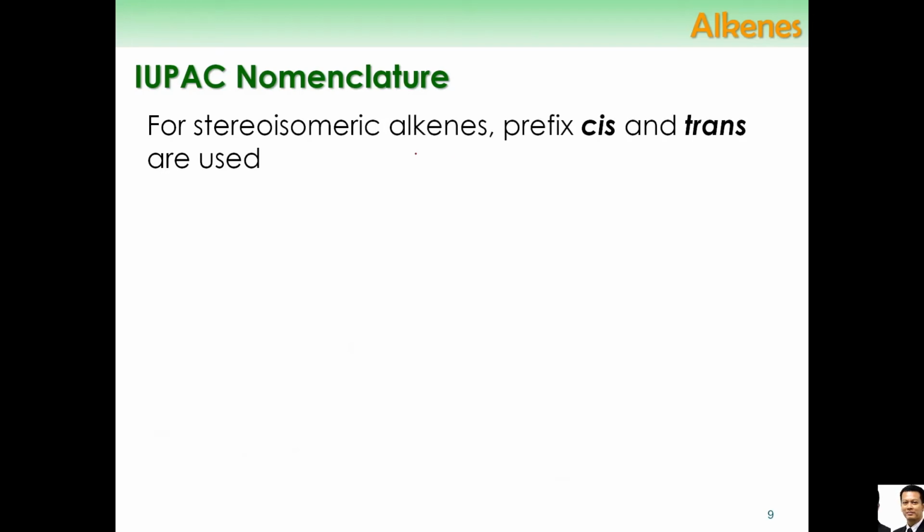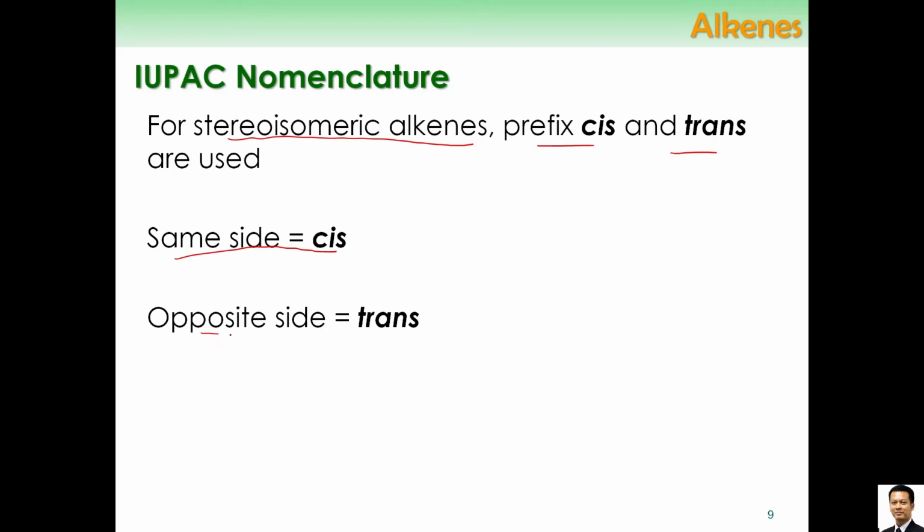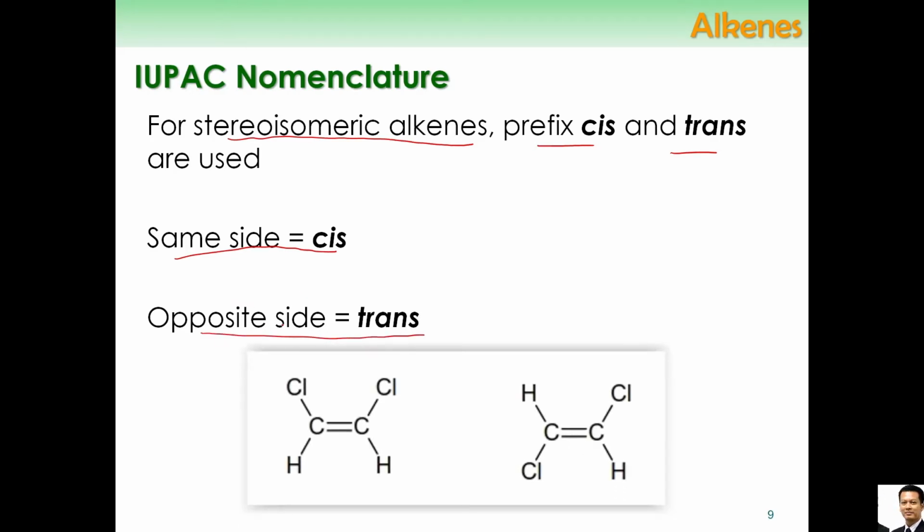Okay, next, what about stereoisomeric alkenes, the cis-trans isomer. So what is cis-trans isomer? When alkene is drawn, you see the compound is on the same side, we label it cis. If it is on the opposite side, we label it trans. But how are we going to see this? Okay, let's see these two examples.